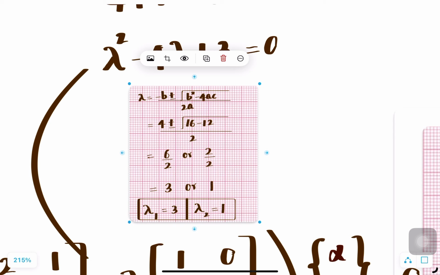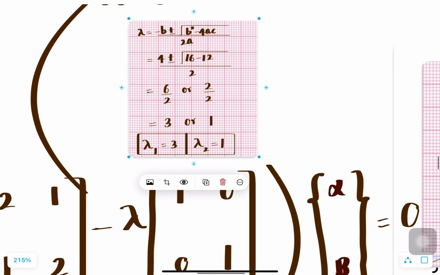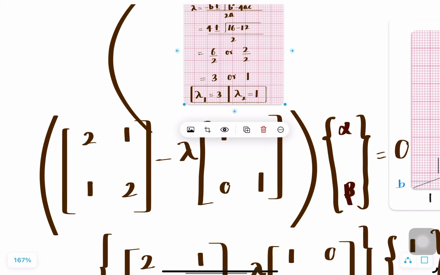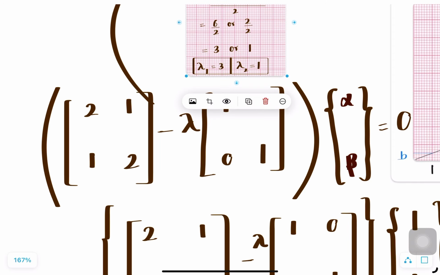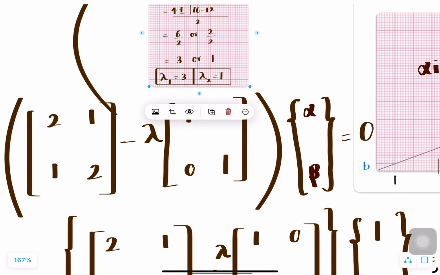So first we will take the first value of lambda, and then we will find its corresponding eigenvector. Then we will take the second value of lambda, and we will find the corresponding eigenvector. These corresponding eigenvectors are called mode shapes. So here we go. In order to find the eigenvectors, we will first take the first value of lambda. So lambda should be equal to 3. That is the value that we are going to take first.